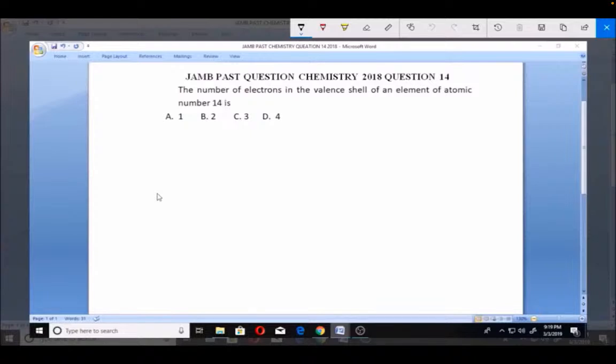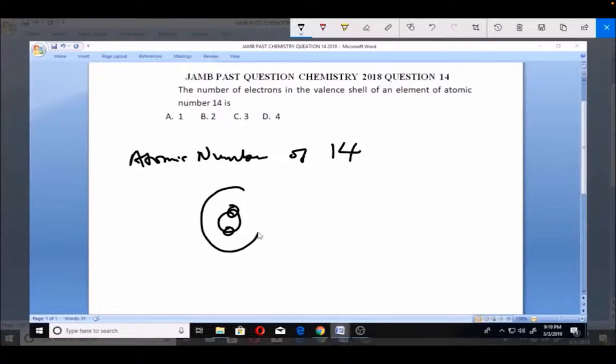Now you have to know how to draw the electron shells for the electronic configurations of elements given their atomic number. You're given the atomic number of 14 and you're told to draw it in order to find the number of valence shell electrons. The first electron shell normally has just 2 electrons. Then subsequent electron shells have 8.